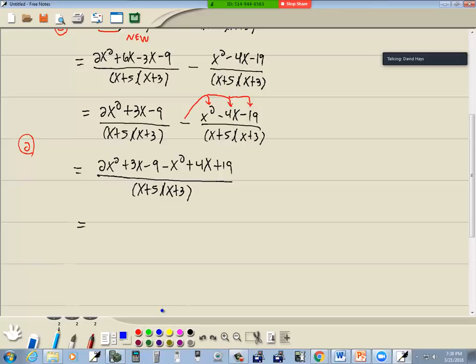Combine together like terms. Here's an x squared, and here's an x squared. 2x squared minus x squared is x squared. Here's a 3x, and here's a 4x. That gives us 7x. And here's a negative 9 plus 19, which gives us plus 10.